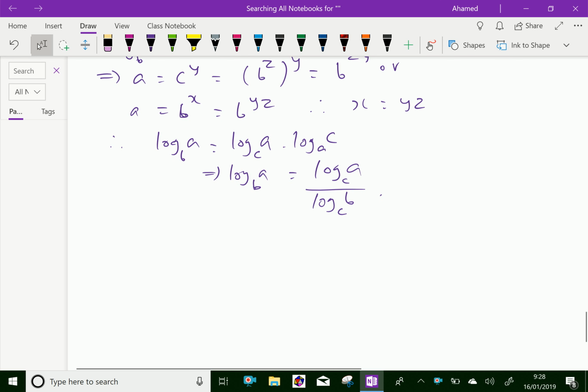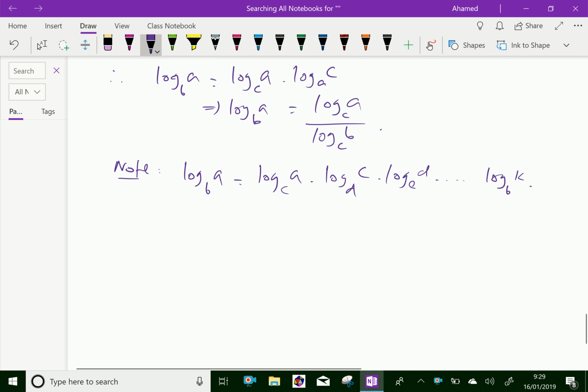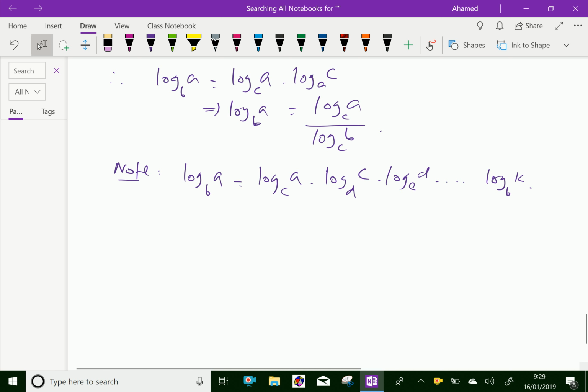Note here, suppose log of a base b can be written as log of a base c into log of c base b into log of b base e, dot dot dot, like up to log of k base b. By that, we can expand this. In the previous video, now we have a note here.